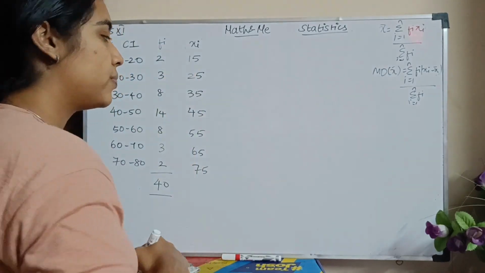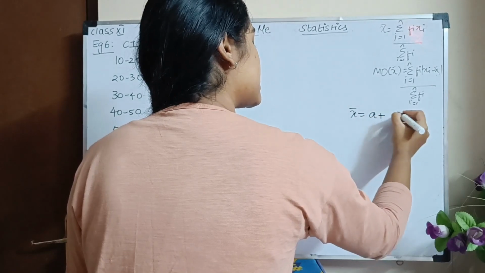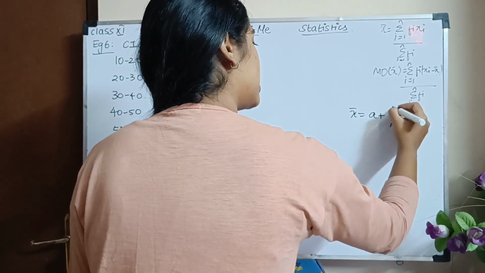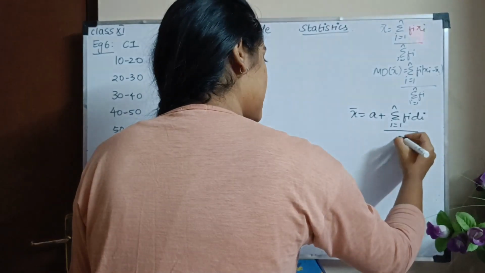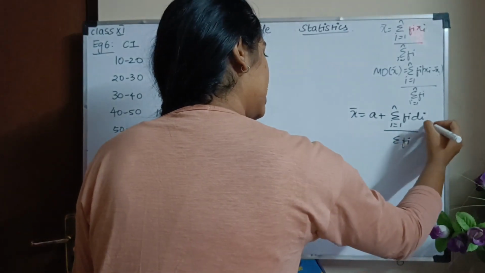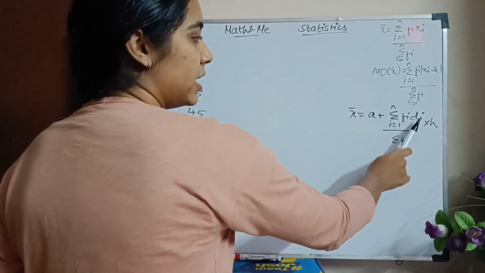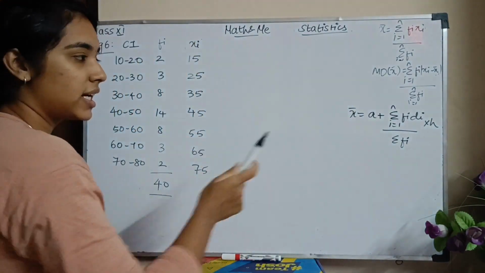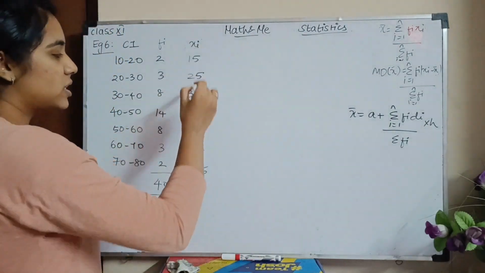What are we going to do for the mean? We'll have the formula: x bar is a plus sigma i equals 1 to n of fi di divided by sigma fi, into h. Now you are coming across three different terms, a, d and h, which are new to you. Correct? Now a is your assumed mean. What is my assumed mean? So now this is my data.